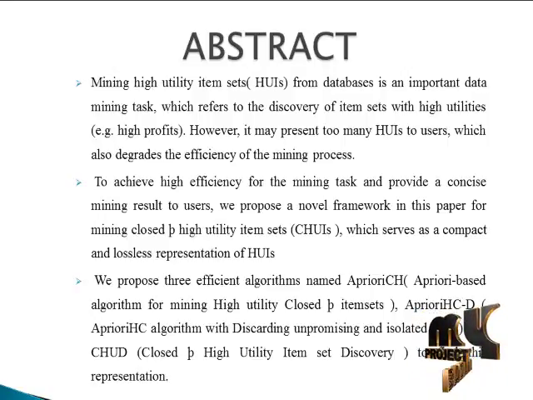First of all, we are finding the high utility closed item sets, and thereafter the second one is AprioriHCD, that is, high utility closed item sets discarding unpromising and isolated items. That is, if some items are not valid, or if some item is unpromising, we are rejecting that item. By using this algorithm, we can classify the items from the list.